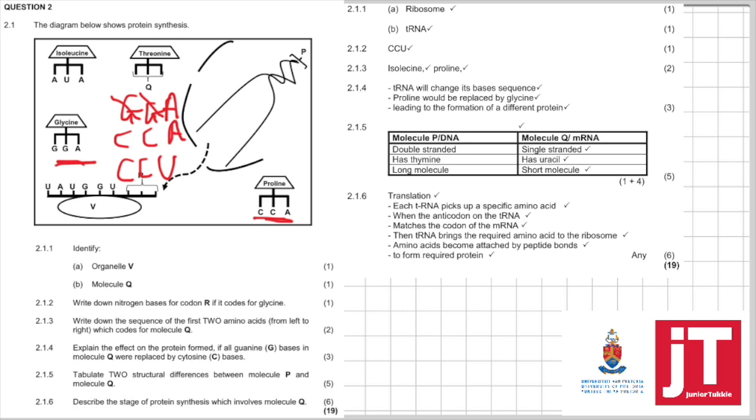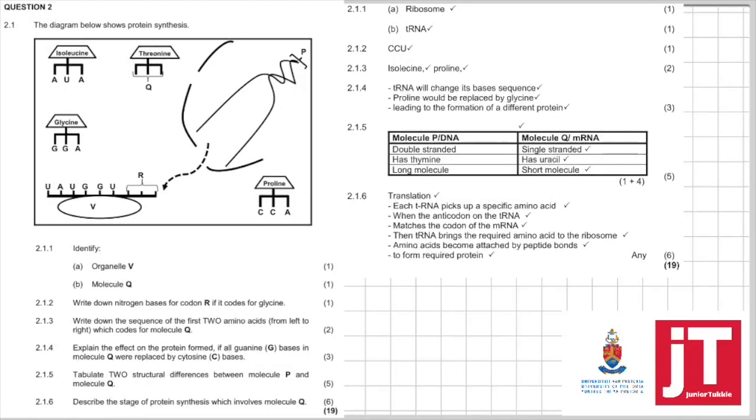That is a bit difficult to understand, but a very nice question. This is the nice question, 2.1.4. Try and figure it out. Write the nitrogenous bases. So it's supposed to be GGA. Then it gets replaced by CCA. And what would have been the amino acid? It would have been proline, but now it will get replaced by glycine. Okay, so the amino acids change and a different protein will form.